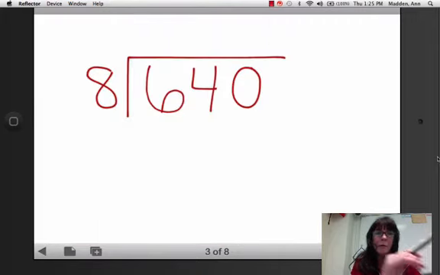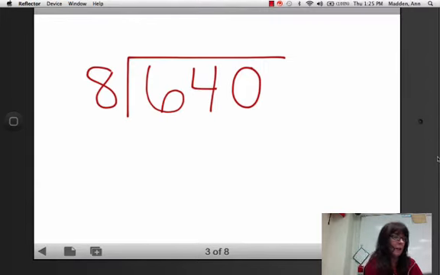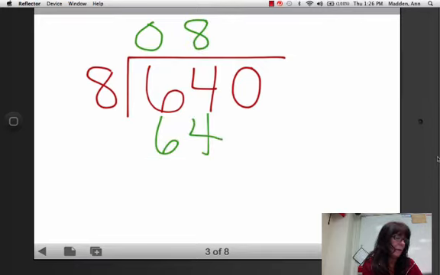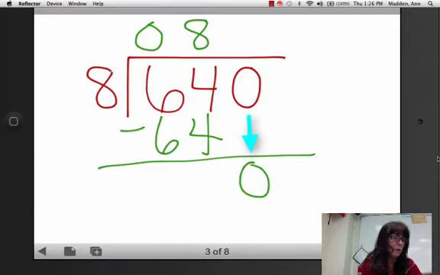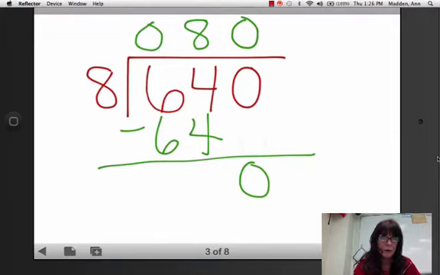Here's an example. When we start our division, we take our divisor, and I always say, does 8 go into 6? No, it does not. So you could put a 0 up there if you'd like to. Does 8 go into 64? Yes, it does. Then you do your subtraction and you bring down your 0. Now, you have to put a 0 up here above your 0, though. You can't leave that space empty.